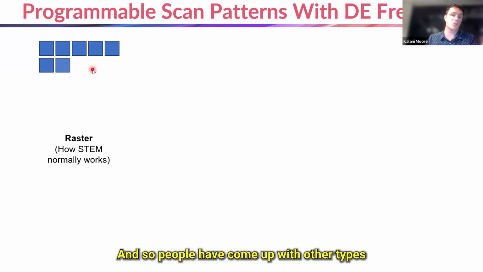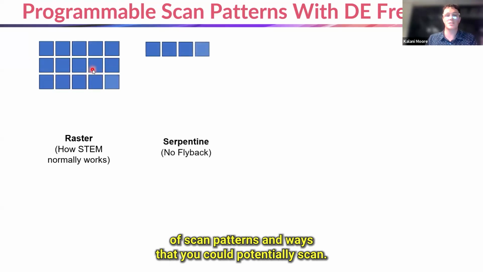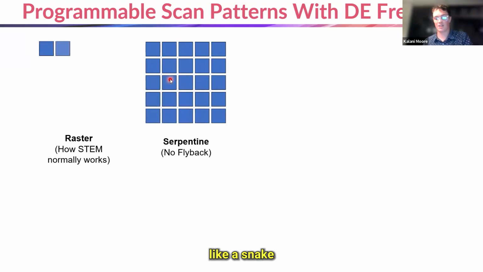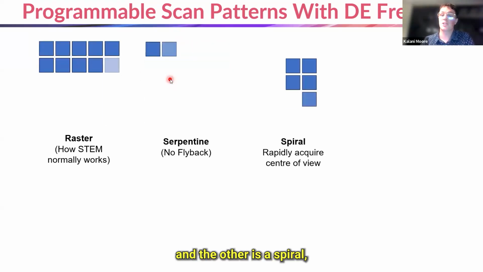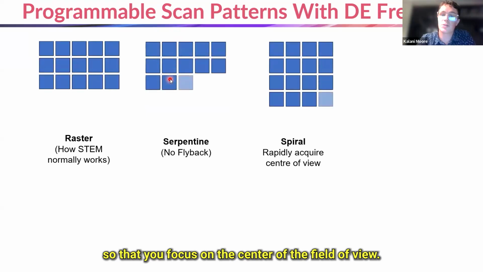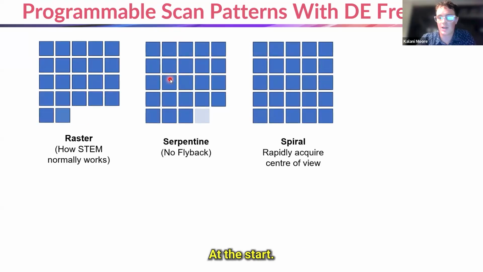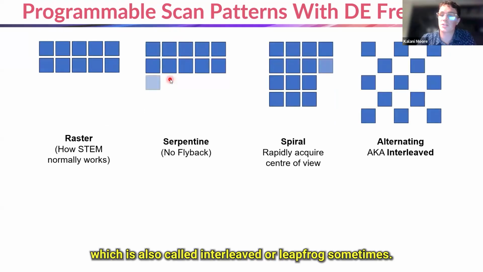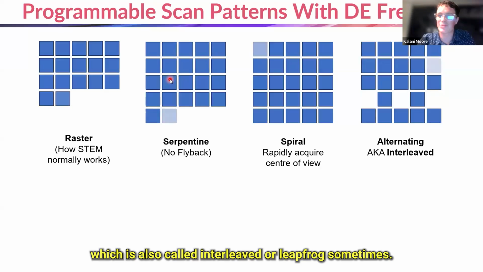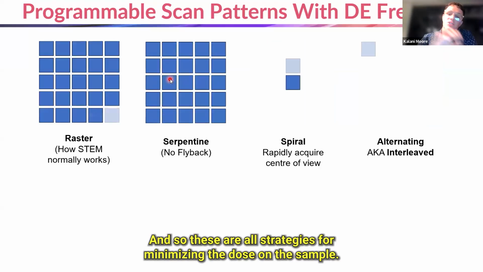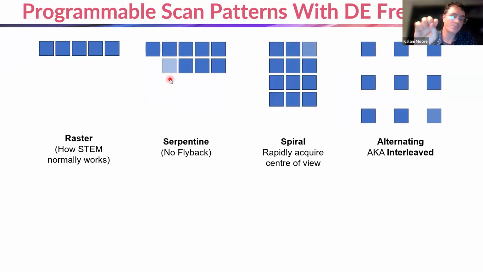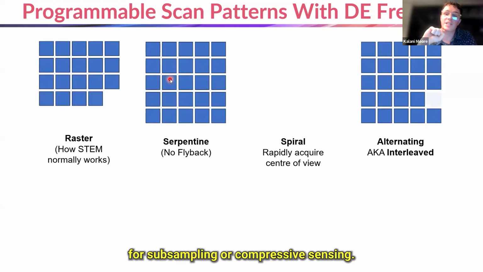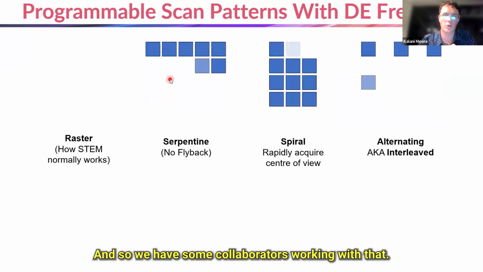And so people have come up with other types of scan patterns and ways that you could potentially scan. One is serpentine, where you go across like a snake. Another is a spiral, so that you focus on the center of the field of view at the start. And then there's another called alternating, which is also called interleaved or leapfrog, sometimes people call it. And so these are all strategies for minimizing the dose on the sample. And they're also being used for subsampling or compressive sensing. And so we have some collaborators working with that.